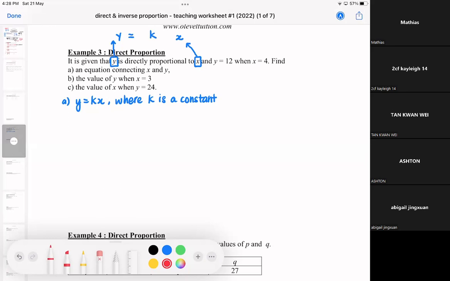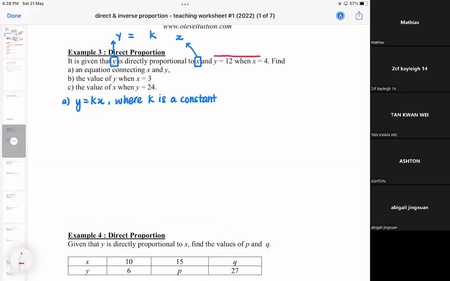So Matthias, just now you asked what is K, right? They will give you this information, and you have got to use this to find K. Don't be careless. You put in the 12, you put in the 4. They tell you the X and Y, you put in the X and Y, and then you realize that it behaves like normal algebra.